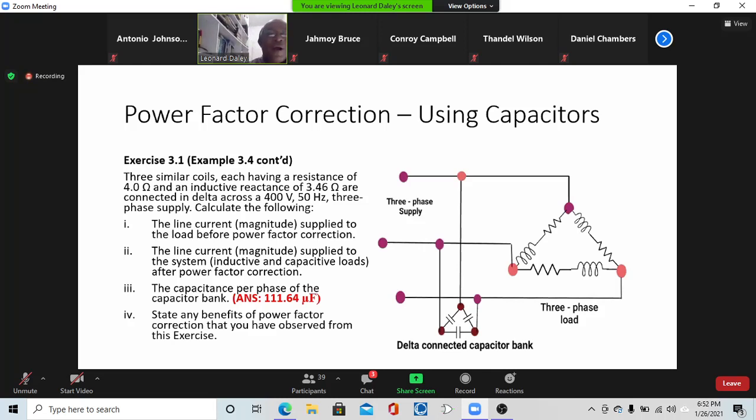What is the line current before we did power factor correction? And what is the line current of the system now after power factor correction? Those will be very simple. And this one, the capacitance per phase for the capacitor bank, I gave you the answer. And here you can state any benefits of power factor correction that you have observed in this problem.